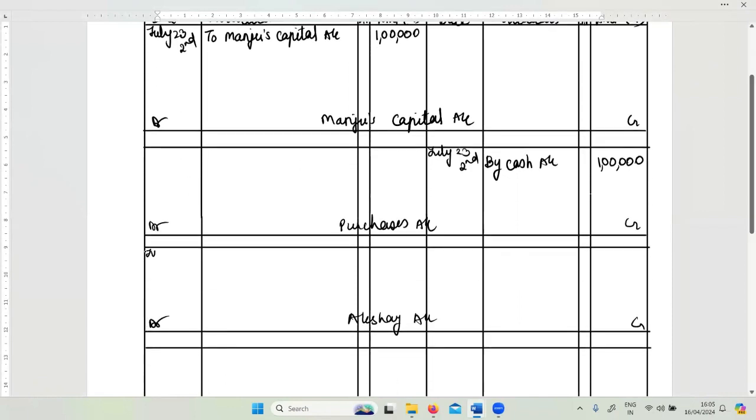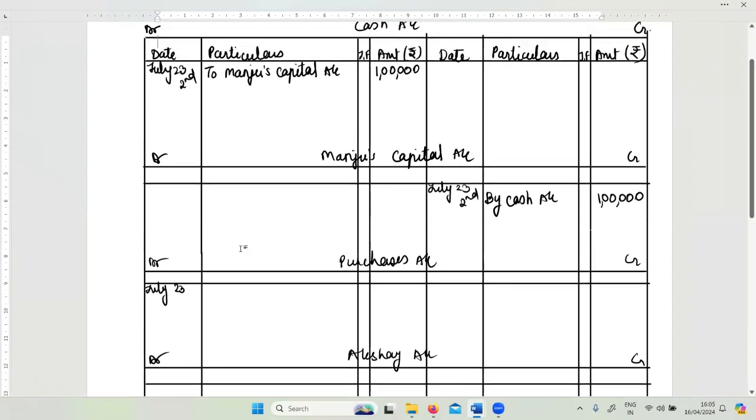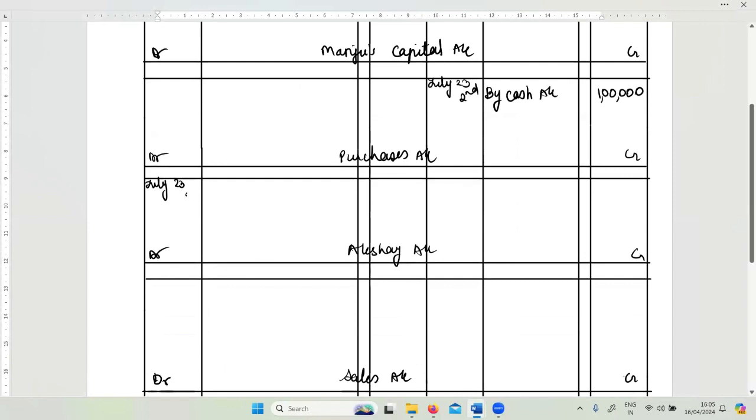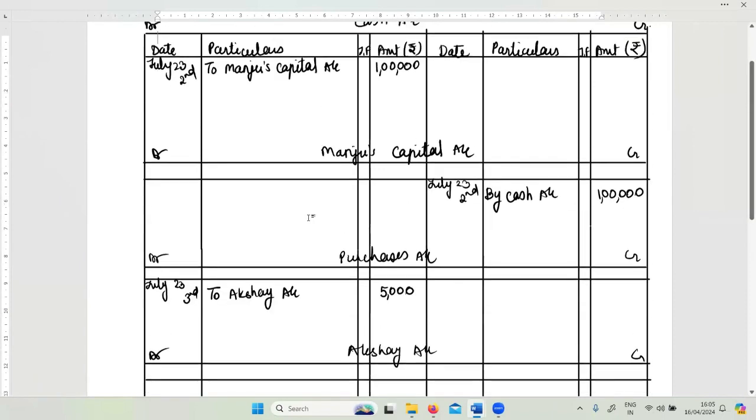Right there, July 23. What is the date of July that we are writing? It's on 3rd of July. And what's the remaining transaction? To Akshay's account. Amount is 5,000. Next, this is the debit side, the debit part of the transaction.